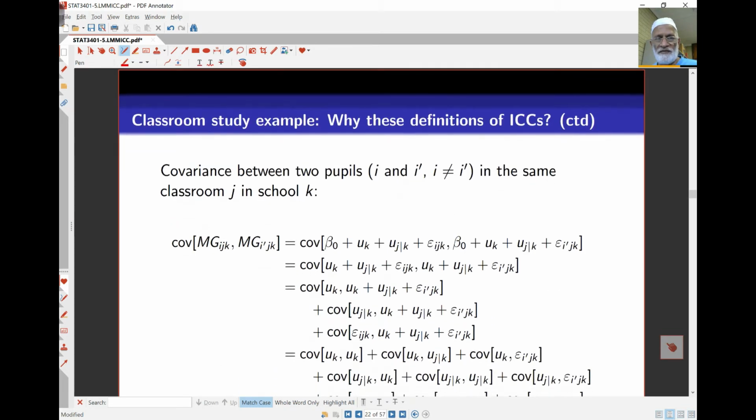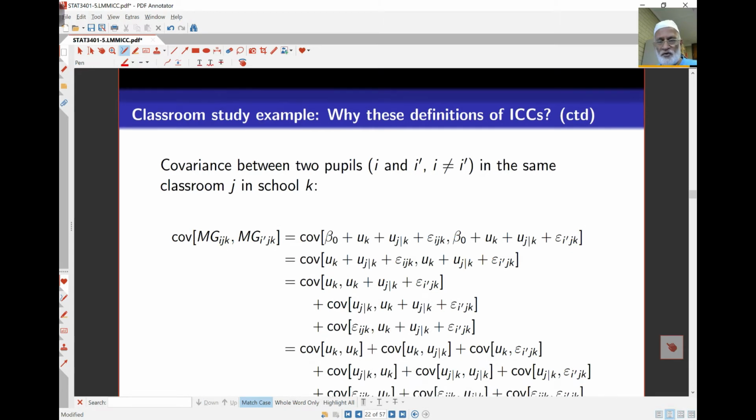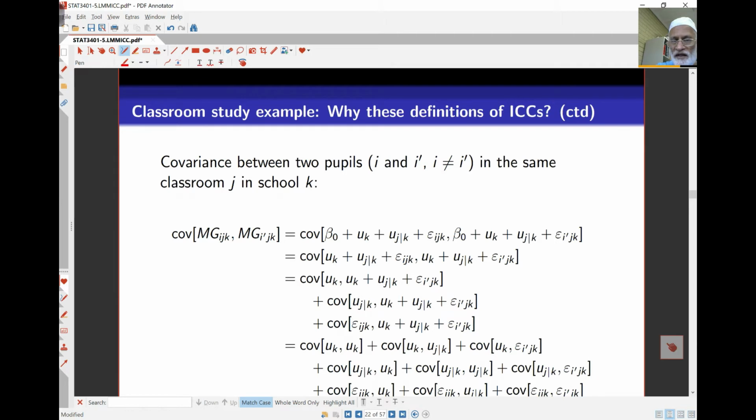If I look at covariance between two students in the same classroom, in the same school, so here the students are I and I dashed, the class is the same and the school is the same, so the other indices remain the same, only the I changes from I to I dashed. So you can see what's going on here. Again, the beta naught is a constant, it doesn't have any variance, so that drops off. And then I'm going to have a pairwise breakdown of what's going on here.